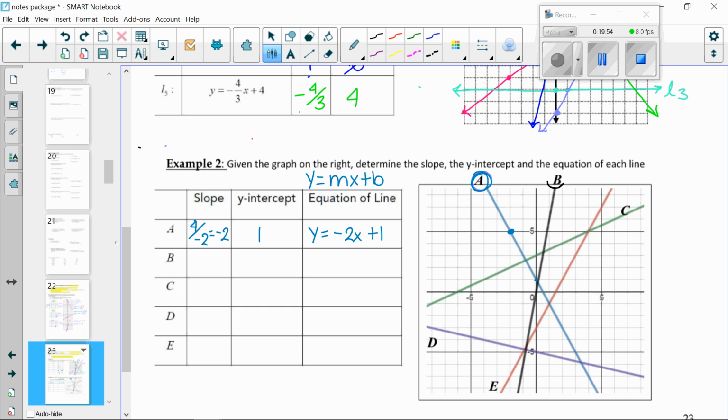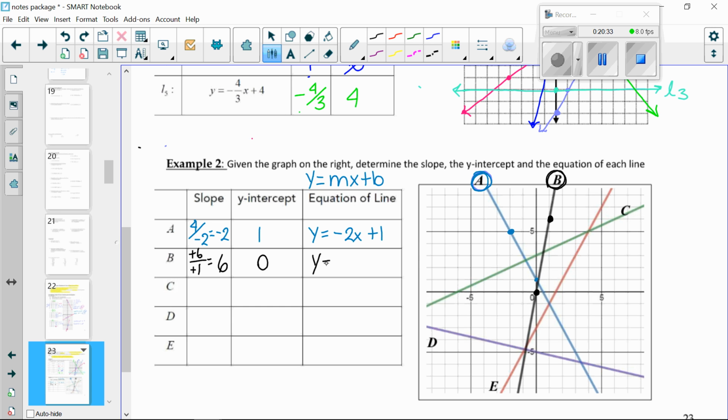Now let's look at line B. So that's going to be this one right here. So I always start at my y-intercept. My y-intercept is down here. It's at the origin. Therefore, it is 0. Then my slope, so I'm going to plot another point that I can see easily, like this one right here, and I'm going to count. 1, 2, 3, 4, 5, 6. So it's positive 6 over positive 1, which gives me a slope of 6.